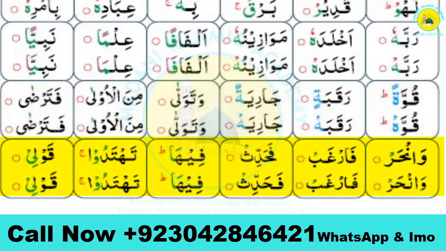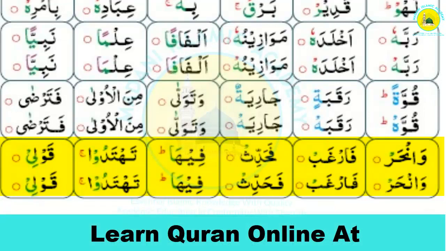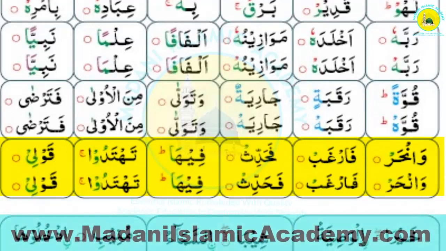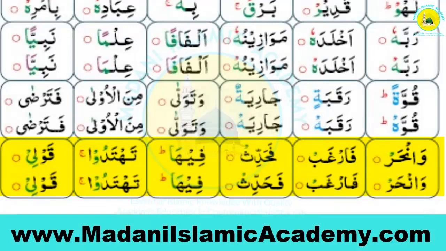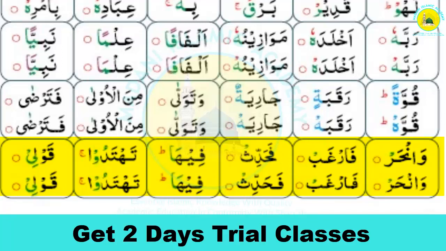Okay, next one. One haru. When you want to stop, one haru. Next one. Farghab. So ba is qalqala, you need to make it as qalqala. Farghab. Fahaddith. Fahaddith. So it's the same when you stop as well.